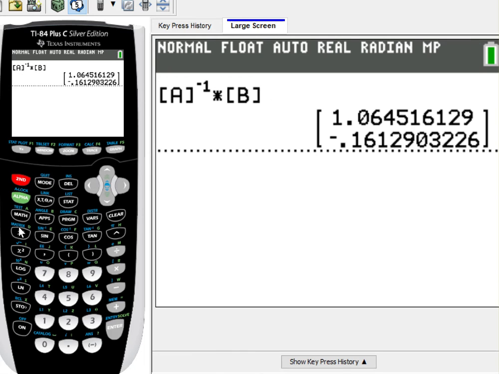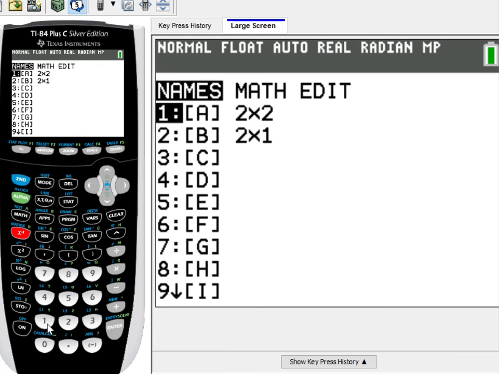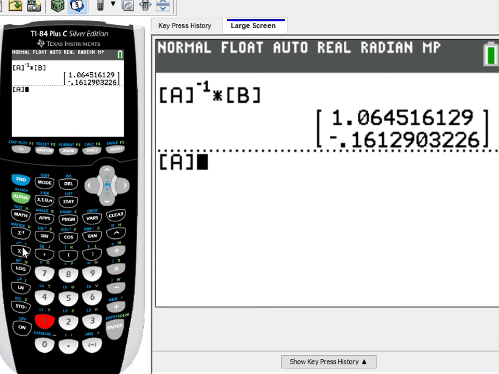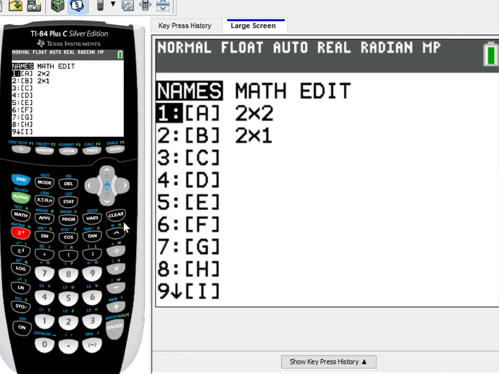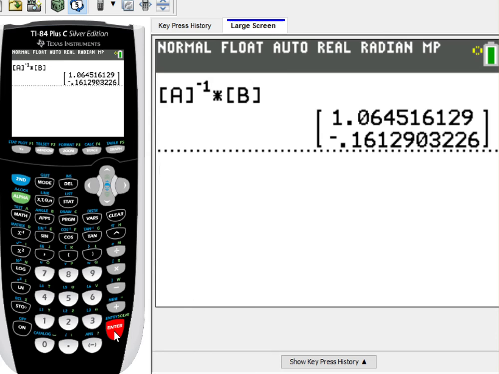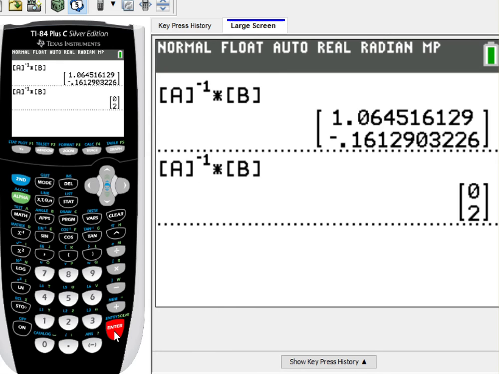You call the matrix A, so second matrix, matrix number 1. You invert, and you multiply the inverse matrix A by the matrix B. Enter. And we get 0 and 2. So this second answer is the answer of the system 1x plus 5y equals 10 and 3x plus 6y equals 12. That's as easy as just writing two matrices.